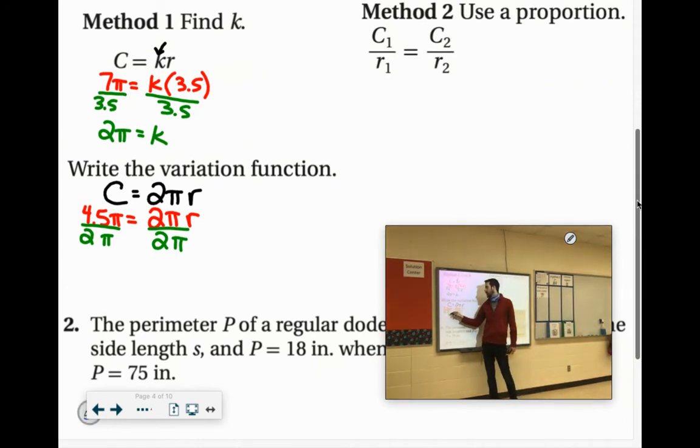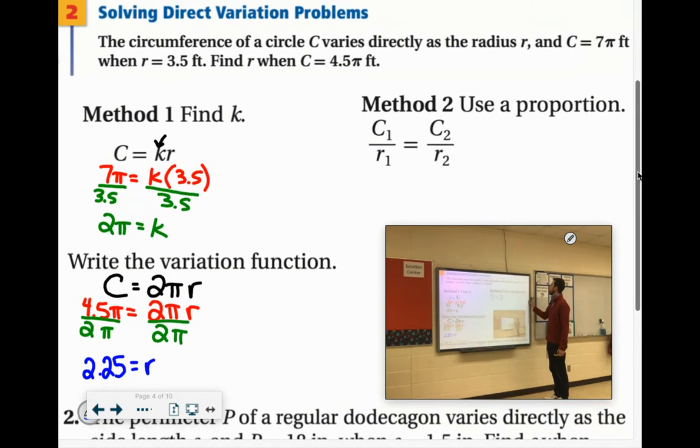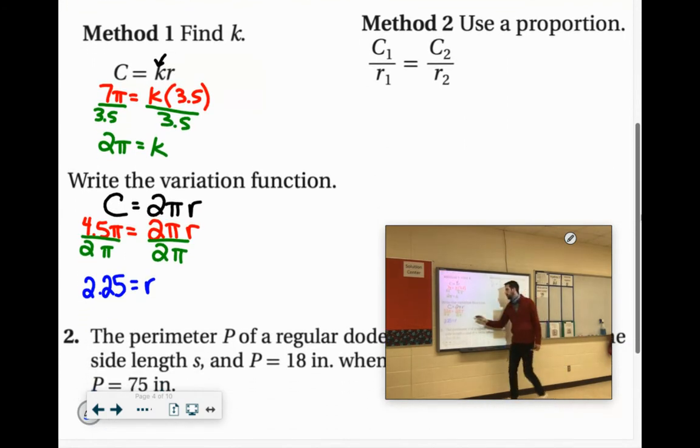Now the pi's will cancel out, so 4.5 divided by 2 is 2.25 for our radius. And what are we talking about? What's our unit of measure here? Feet. So we'll say 2.25 feet.